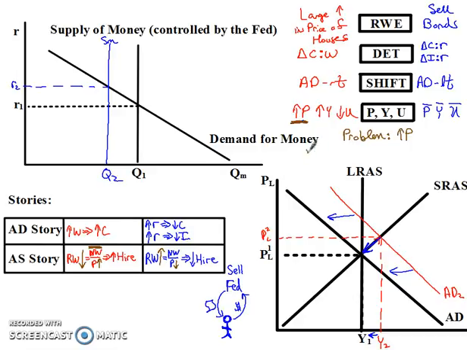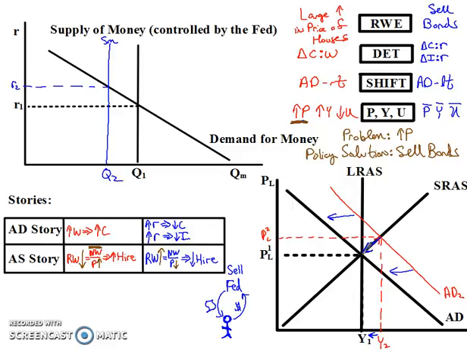Our policy solution, what was our response to this? Our policy solution was to sell bonds. The Federal Reserve comes in and sells bonds, which causes an increase in interest rates. The increase in interest rates causes a decrease in consumption and investment, and that causes the aggregate demand curve to shift to the left. That's going to move us back to where we were before.